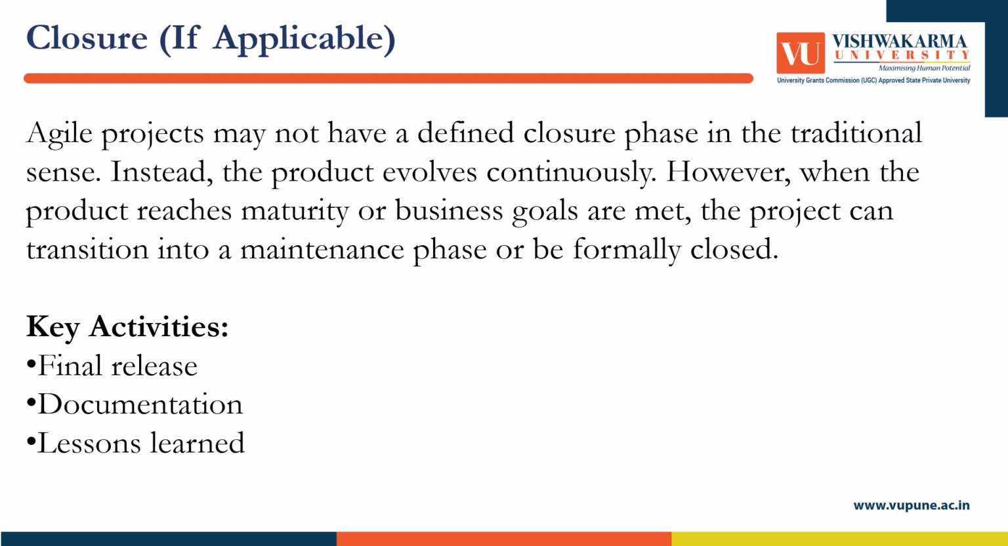The last one is like closure, if applicable. An Agile product may not have a defined closure phase in the traditional sense. Instead of that, the product evolves continuously. However, if the product reaches maturity or business goals are met, the project can transition into a maintenance phase or be formally closed. There are some key activities which are to be done: documentation, lessons learned, final release.